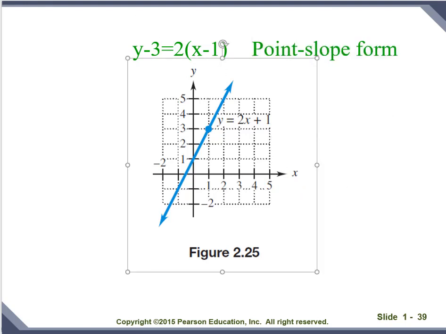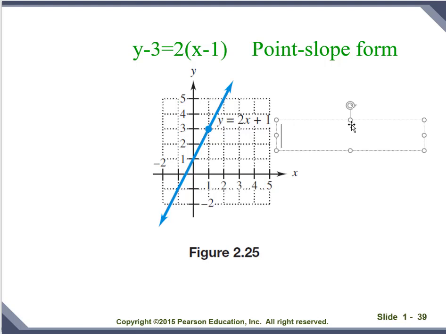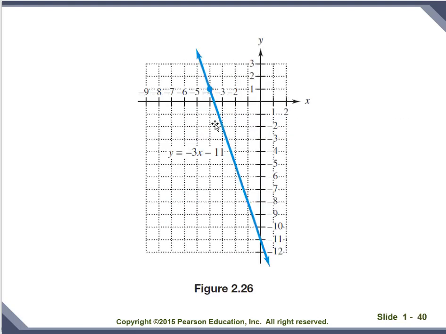And down here we have slope intercept form. Here we have another example of slope intercept form. The other thing you need to be able to do is determine what's what here. So the slope of this line is negative 3.